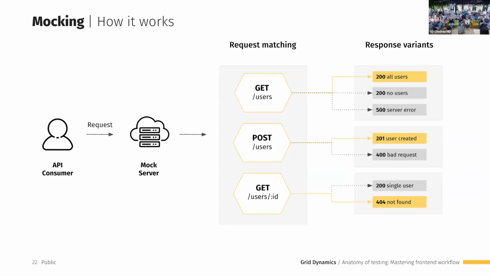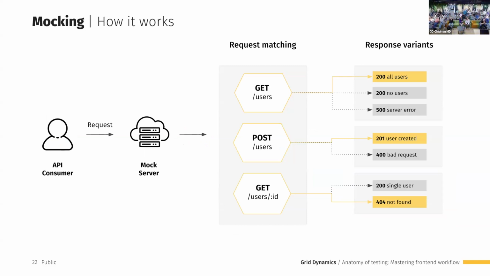So how does it work? As we just mentioned, we reconfigure our application to use a mock server. Now every time an API consumer makes a request, it goes directly to our mocking server. Mock servers usually rely on three concepts when it comes to simulating API scenarios. The first one is routing. They define matching criteria for the incoming request.